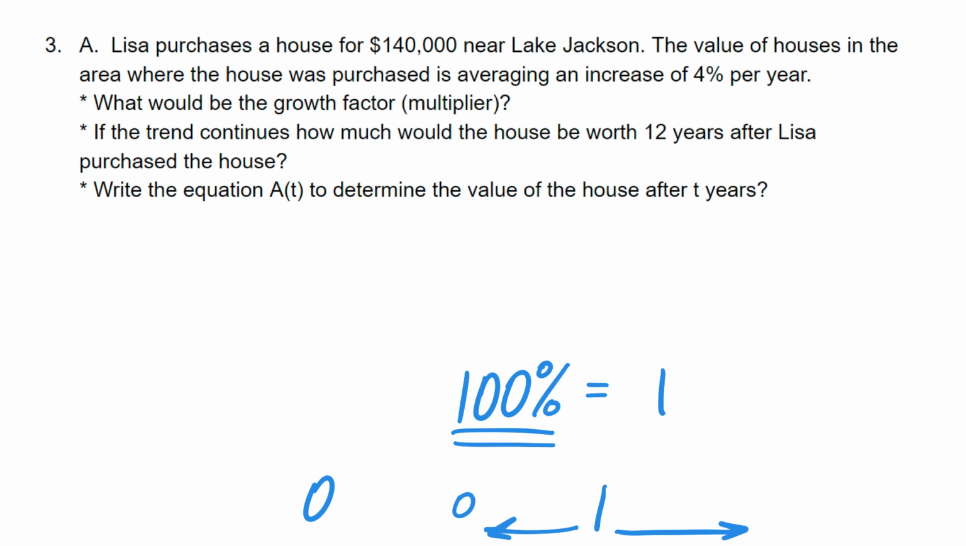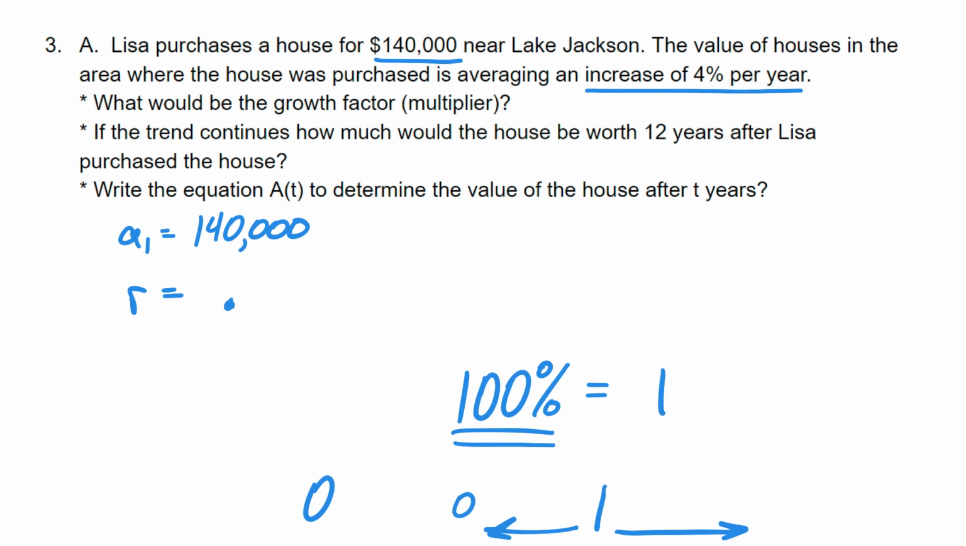It says Lisa purchases a house for $140,000 near Lake Jackson. The value of the house in the area she purchased is increasing by 4% per year. And then we've got several questions that follow this. Let's first talk about this. A sub 1 is pretty easy. The house is starting at $140,000. The rate of change is 4% increase, but here's what I'm talking about on the 100.